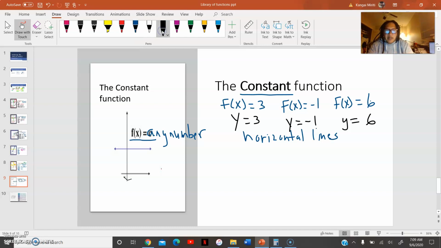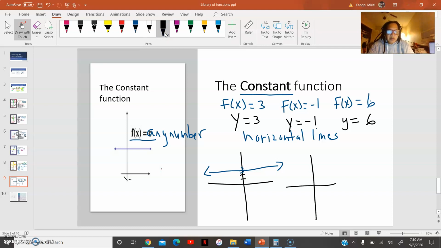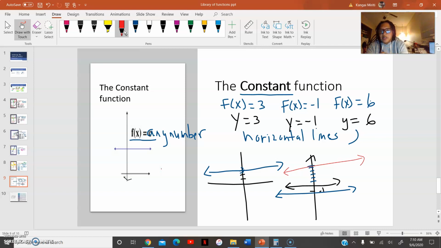So what will the graph of these look like? Well, this y equals 3 is just a line going horizontally through 3 on the y-axis, or y equals -1 similarly would just be down here at -1 and be a horizontal line going this way. And the same thing with our y equals 6. Where would it be? 1, 2, 3, 4, 5, 6. And it would be a horizontal line, going as horizontal as I could make it. So the constant functions are always just horizontal lines.